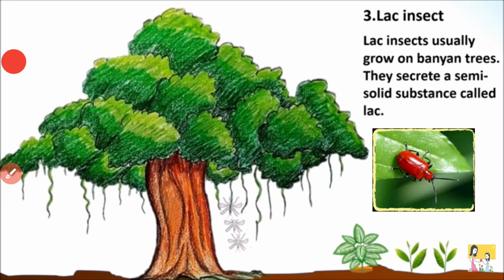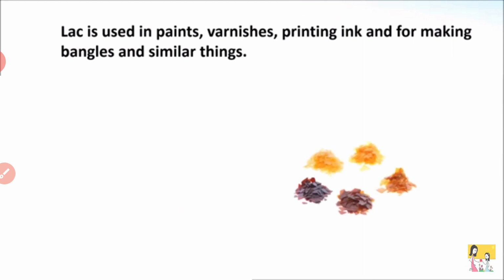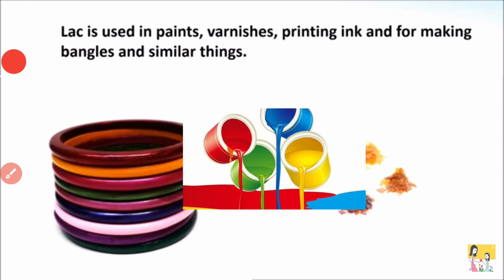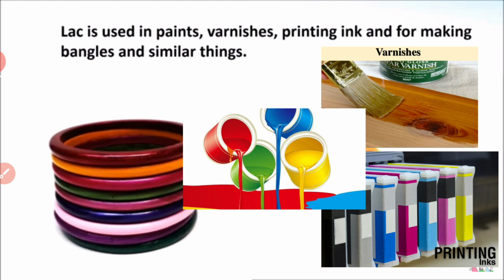See here, this is the lac insect which grows on a banyan tree, right? Lac is a substance, or a material, which is used in paints, varnishes, printing inks, and for making bangles also. See here, you can see this is the lac which you get from the lac insect, and these are the lac bangles, right? And many more. You can see here the paints, varnishes, printing inks.